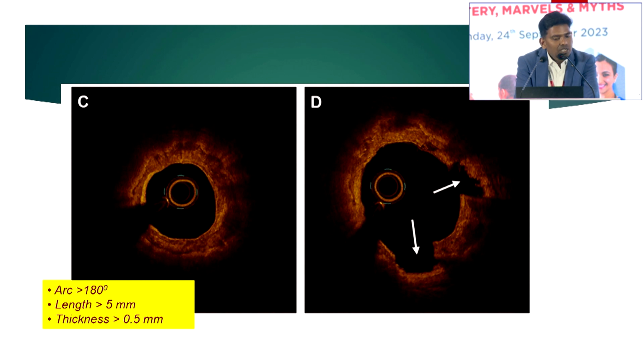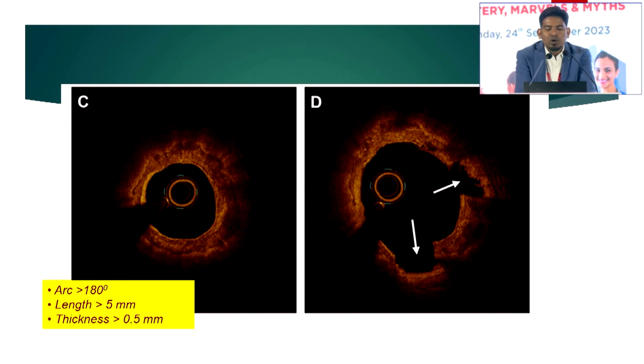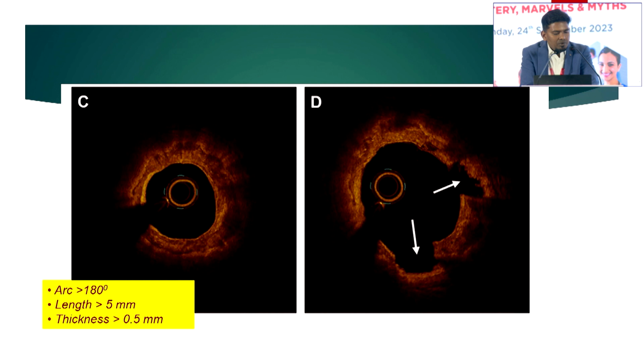So here you can see the OCT image. Whenever the arc is more than 180 degrees, or length more than 5 mm, or thickness more than 0.5 mm, it is a very important calcified lesion. It needs special techniques. Here we can see 360 degree calcium in the OCT image. After IVL, you can see the crack. So it will give compliance to the stent after deployment, and it will give a good minimum stent area post deployment.